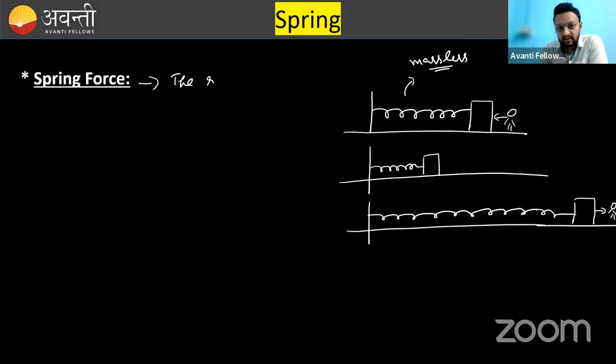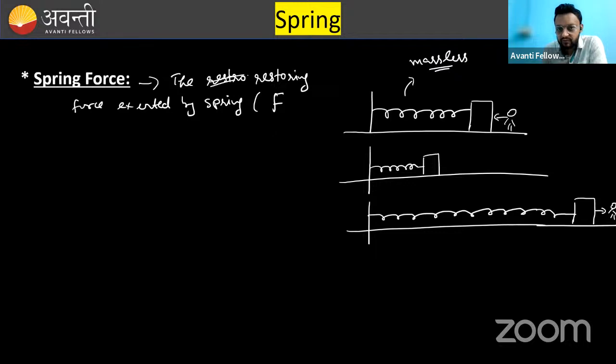The restoring force exerted by spring. We will denote it by Fs. Spring force. Force is F and S for spring. It is denoted by Fs. Nothing special in that.